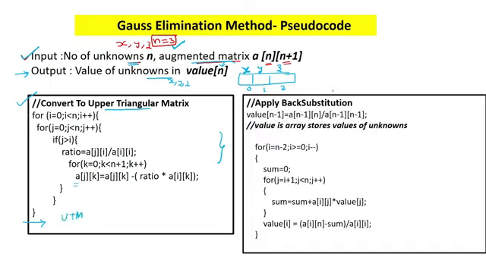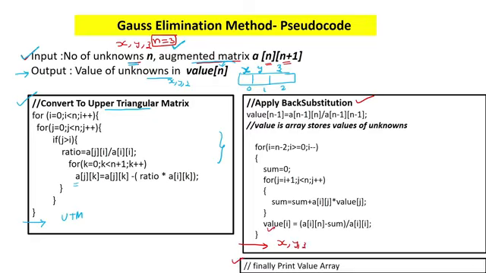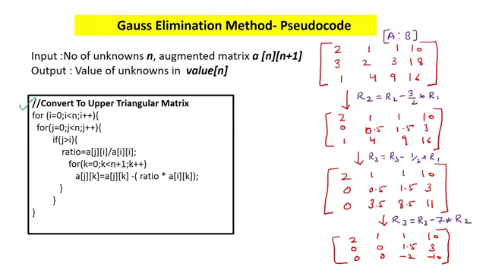Now after we get the upper triangular matrix, we have to apply the back substitution method. So this is the code for the back substitution method. Now after this code is over, we will get the value of x, y and z in this value array. And finally, we have to print this value array. So now let's understand this code and this code step by step.